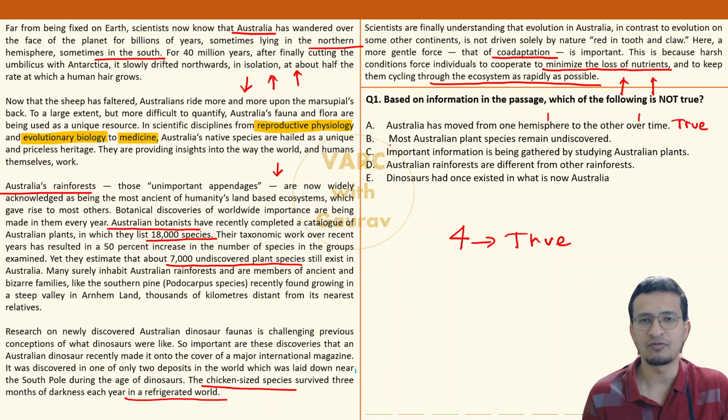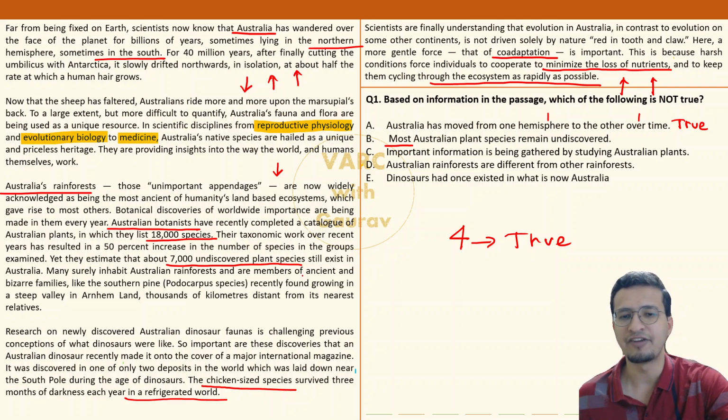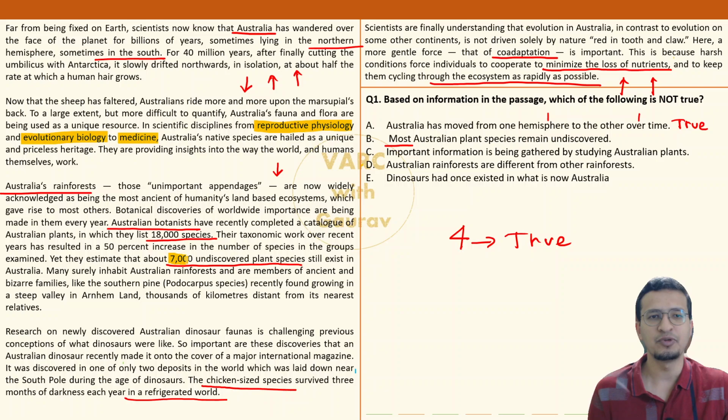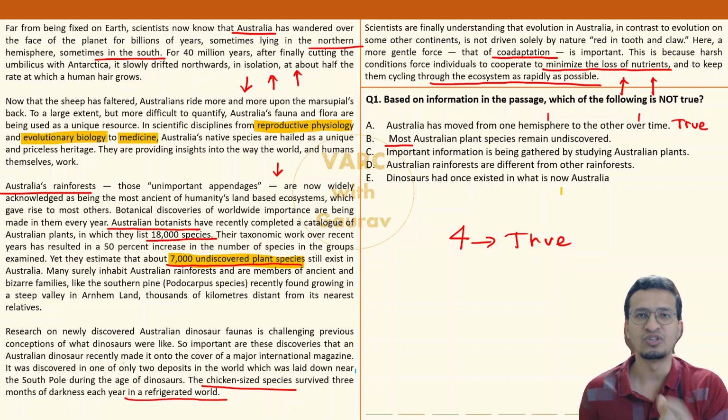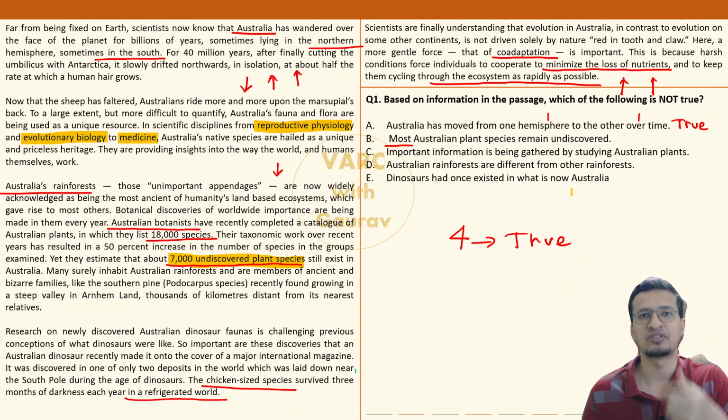Oops, I have a bit of problem with respect to this word most. Now I know that there are 7,000 plant species which are tentatively undiscovered. But what do you mean by most? Most actually refers to percentage. When you say most blah blah blah, you're implying more than 50% share.